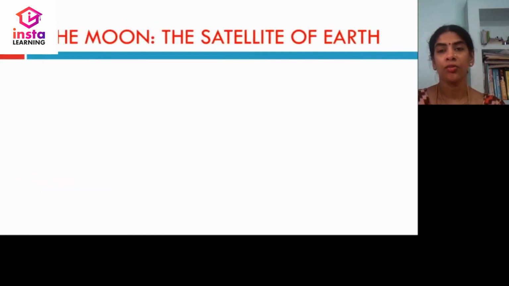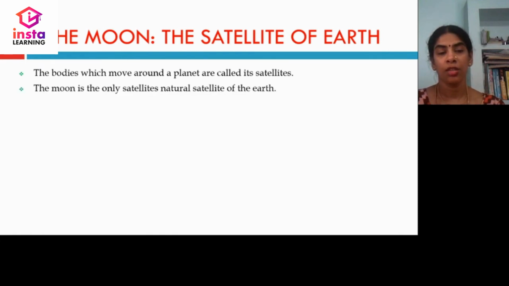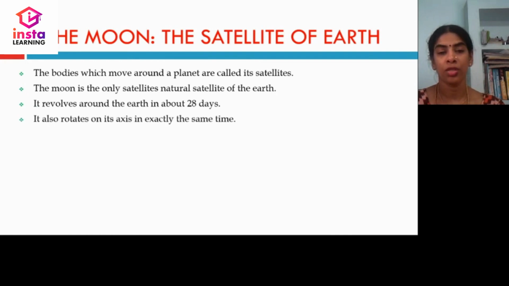Moon, the satellite of Earth. The bodies which move around a planet are called its satellites. The Moon is the only natural satellite of the Earth. It revolves around the Earth in 28 days. It also rotates on its axis in exactly the same time. Therefore, we always see only one side of the Moon.